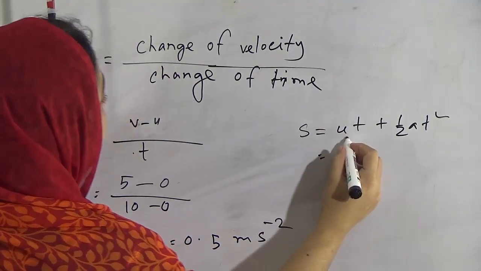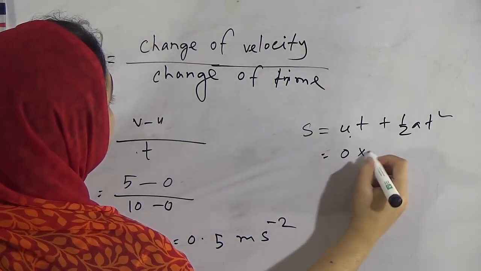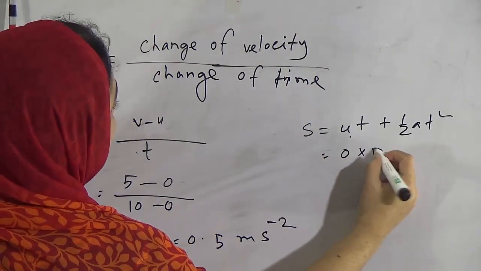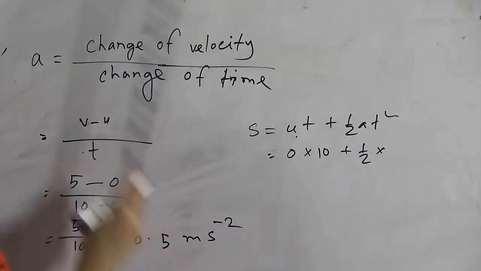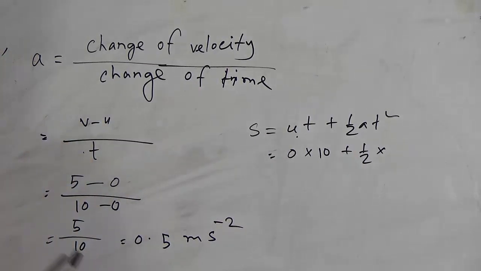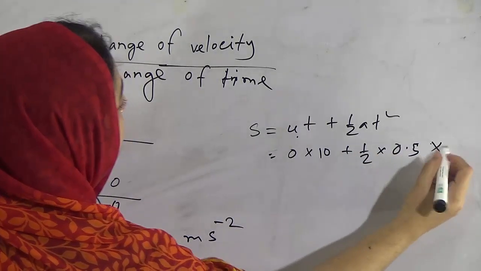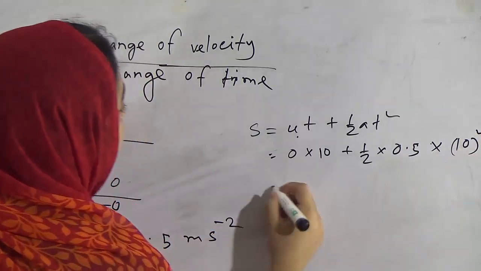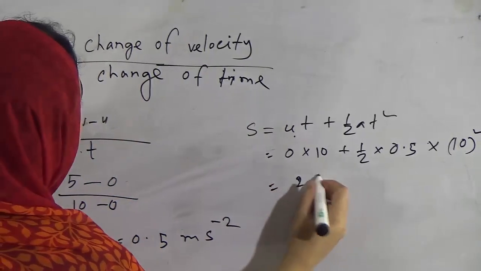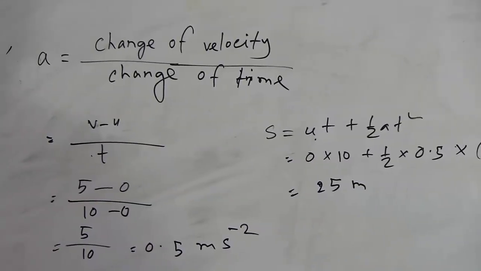So at the OA point, initial velocity is 0, time t is 10 seconds, plus half into a. At the OA point, acceleration is 0.5. So put the value 0.5 into t is 10. 10 whole square, that means it will be 25 meters. So at the OA point, distance is 25 meters.